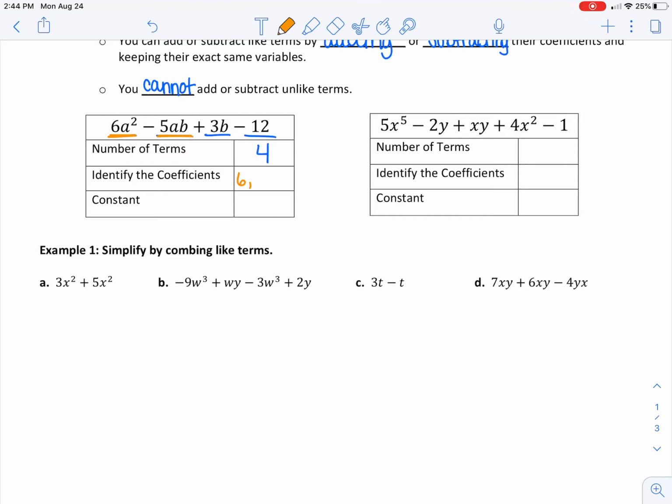Negative 5ab, that has a variable ab. So what's in front of that variable? Negative 5. You want to keep that negative sign with that 5. So negative 5, not just 5. Okay, and then you have plus 3b. So we have our b as our variable. 3 is our coefficient. It's in front of that b.